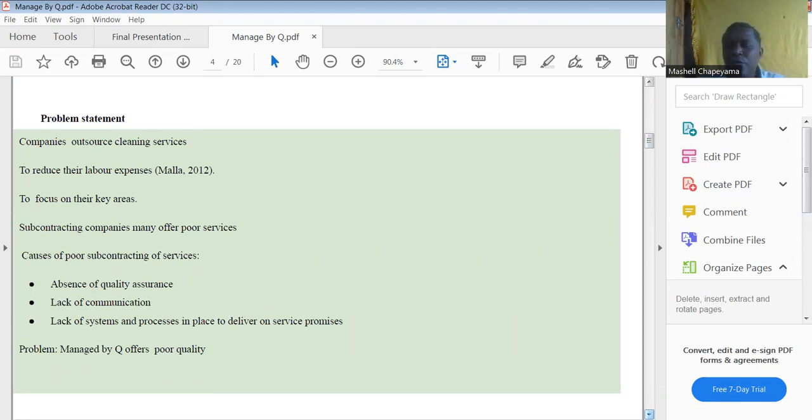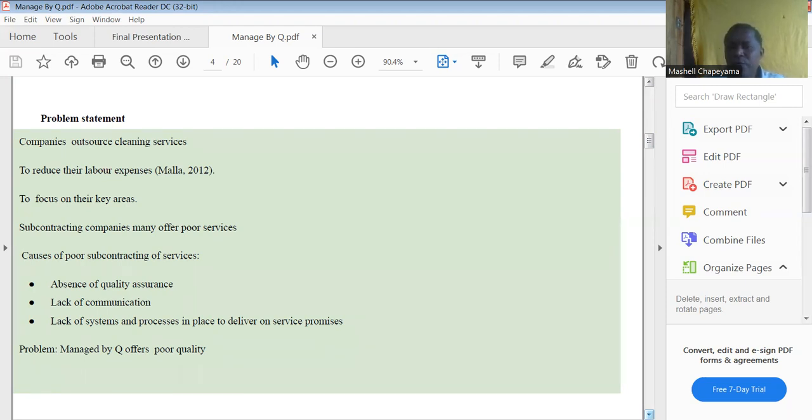Many companies outsource their services. This means they get their services from other individuals outside the company. And one of these services is commercial cleaning services. It means some company hires an individual or institution to clean their premises, such as offices.